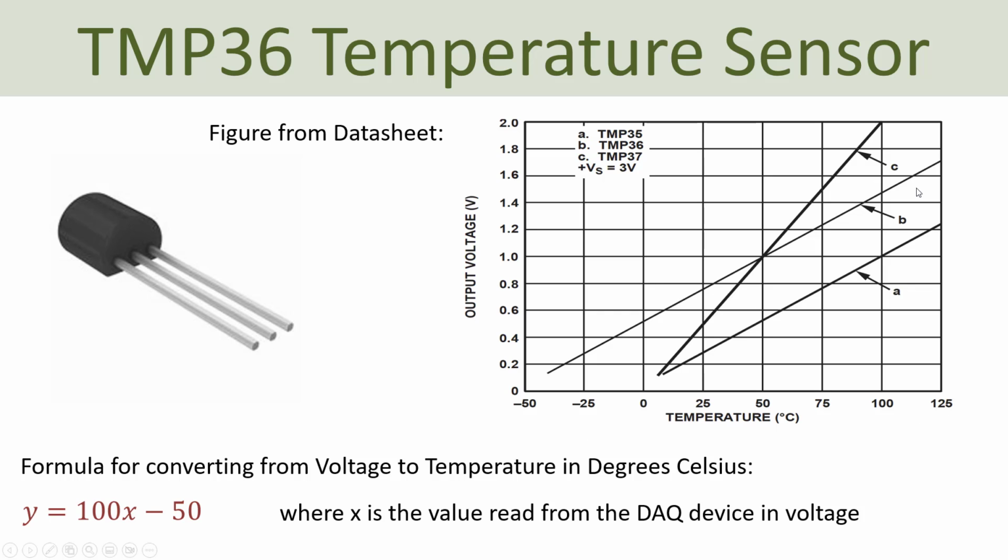in degrees Celsius. So we have a TMP36, and this is B, so it's this curve, and this curve indicates that it is a linear relationship between the voltage value and the temperature in degrees Celsius. And then from this figure we can find the following formula, which gives the relationship between X, in this case the voltage value, and Y, the temperature in degrees Celsius. So we need to use this formula in our application in order to convert the voltage value we get from the DAQ device to calculate the temperature in degrees Celsius.